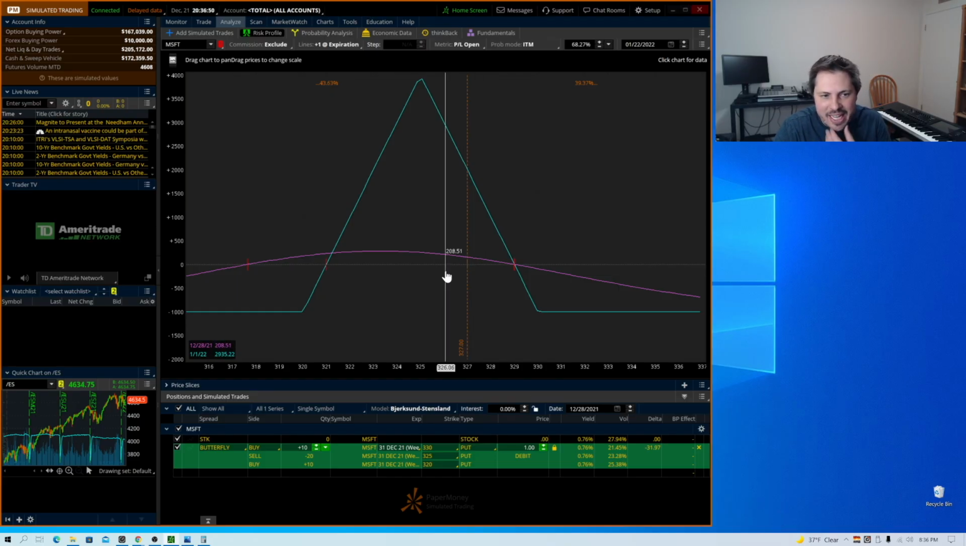And in 7 days, you will start to make money on this, right? If the market stays in between this little area here, which is the outside of the wings, 330 and 320, a 5-point spread. So this needs to be below the break even here, which would be 320 here and 329 here.